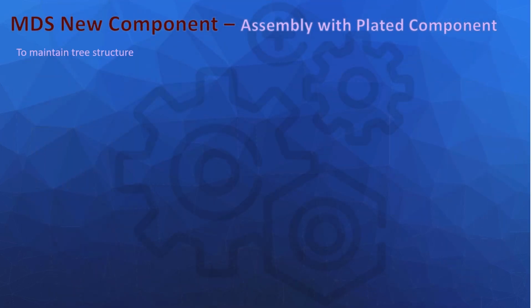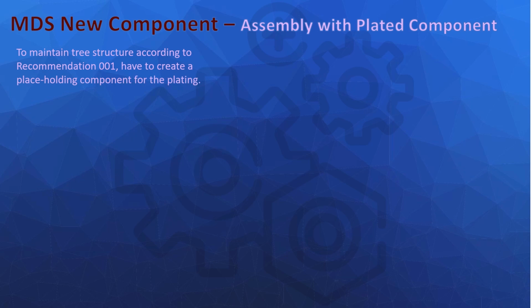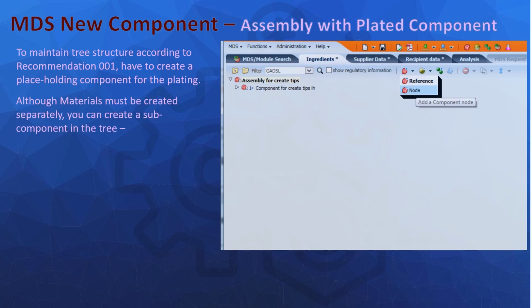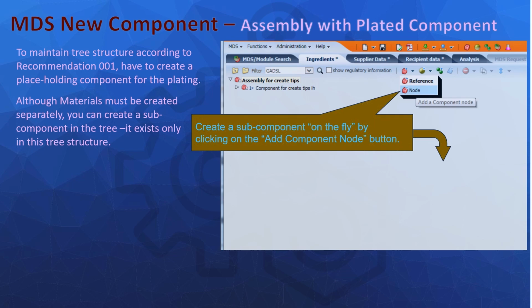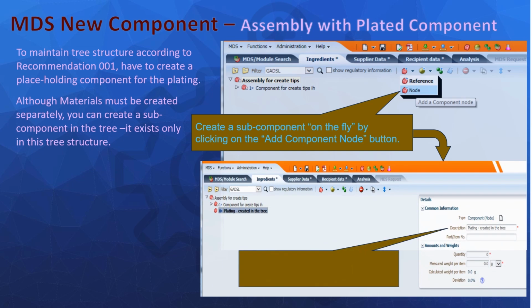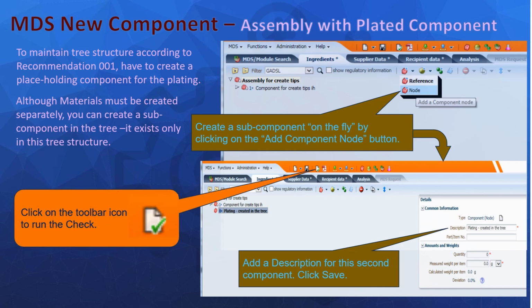Now, let's see how to add a plated component to an assembly MDS. To maintain the tree structure, we have to create a placeholder component for the plating. Although materials must be created separately, a subcomponent can be created in the tree. It exists in this tree structure only. Click on the Add Component Node button. Add a description for the second component and click Save. Click Check on the toolbar icon.